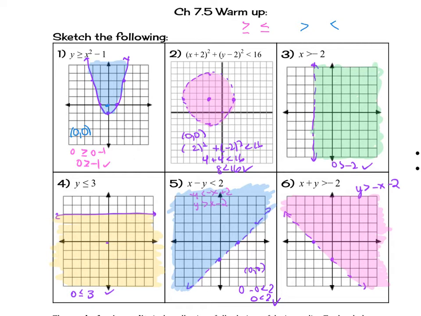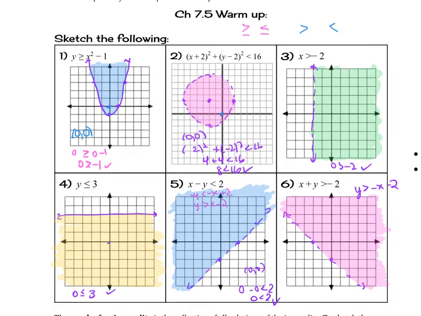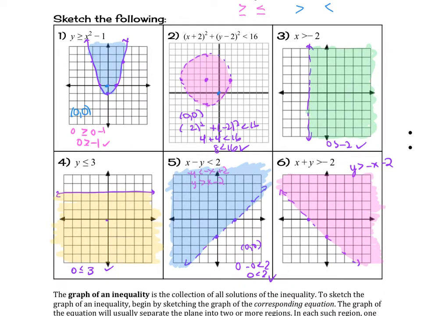Number two, again, I tested 0, 0, the point right in here, and that is true. 8 is less than 16. This is a circle with a radius of 4, and so that is that graph. Number three, x is a vertical line, and it's greater than -2. Therefore, I shaded to the right, and I tested 0, 0, and so that is true. Number four, y is less than or equal to 3, so it's a solid line. I plugged in 0, and 0 is less than 3, so that is true.